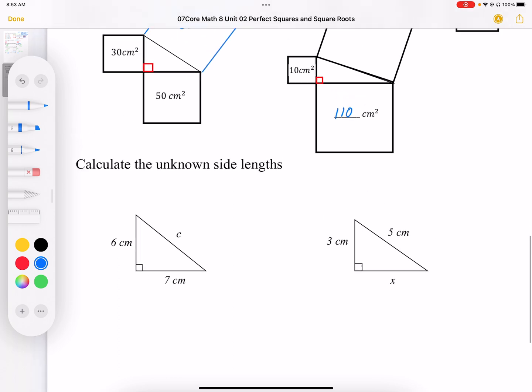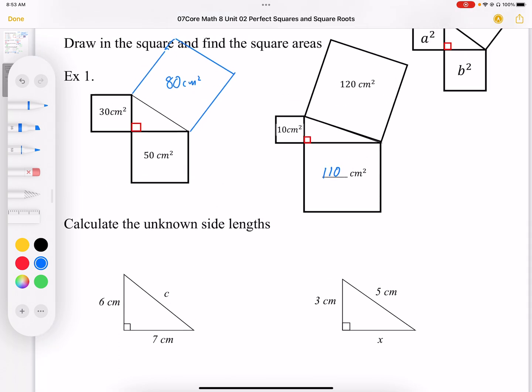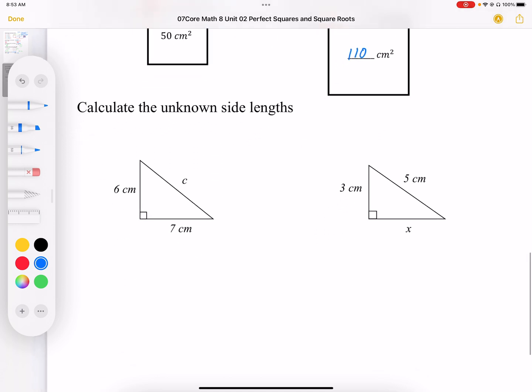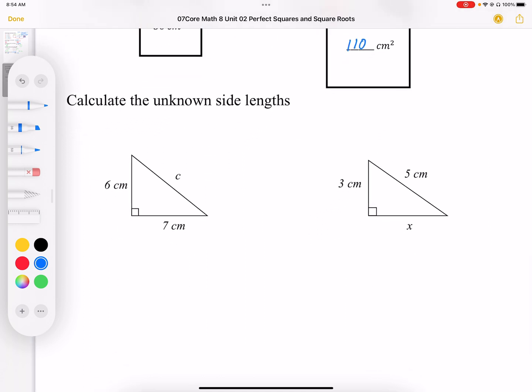Although the Pythagorean relationship allows us to find squares, because we know how to square and square root, we can find unknown side lengths. So to do this, we're going to find some square areas. We know that this square is going to give us 7 centimeters squared, which is 49 square centimeters. And we know that the square off of this edge is going to be a 6 centimeter square, or 36 centimeters squared.